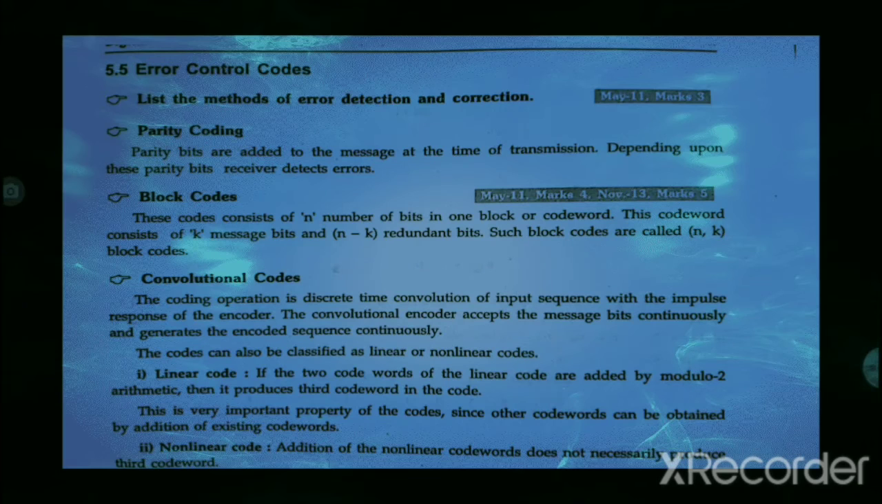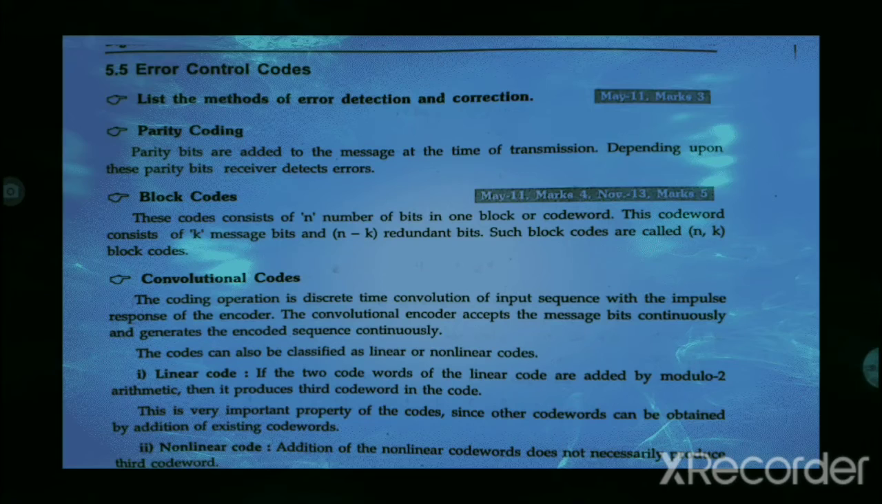Next one, convolutional codes. The coding operation is discrete time convolution of the input sequence with the impulse response of the encoder. The convolutional encoder accepts the message bits continuously and generates the encoded sequence continuously. The codes can also be classified as linear or non-linear codes.